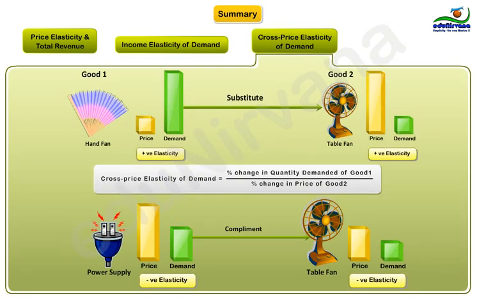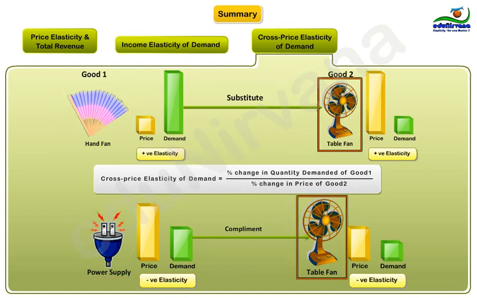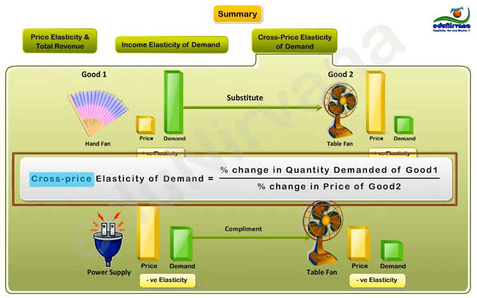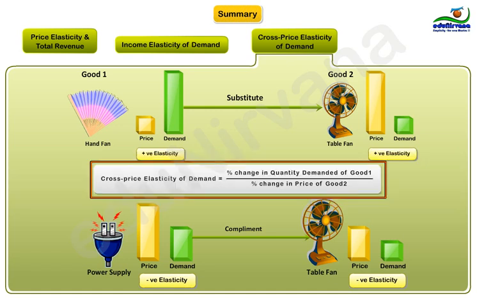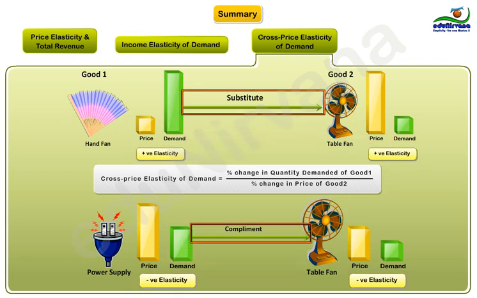The cross-price elasticity of demand measures how the quantity demanded of one good changes as the price of another good changes. Cross-price elasticity of demand is equal to percentage change in quantity demanded of good 1 divided by percentage change in the price of good 2. Whether the cross-price elasticity is a positive or negative number depends on whether the two goods are substitutes or complements.